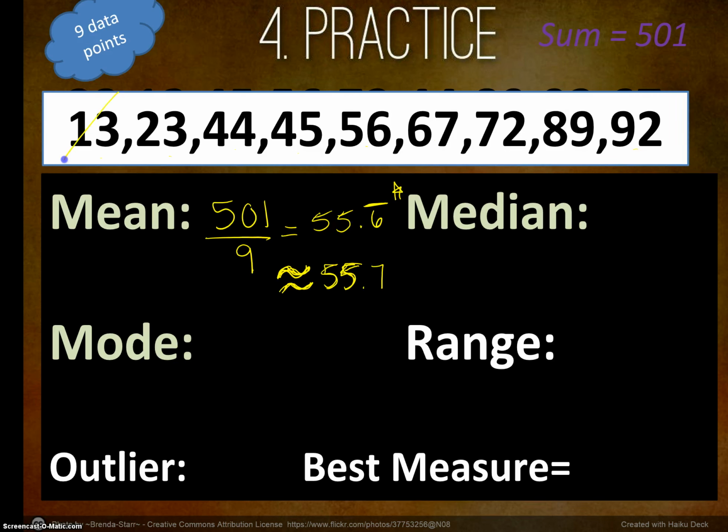The median is a middle number, so you could either cross them out like this or underline them like this, or just use your pencil point or your pen, what have you. You get one middle number because we have an odd number data set, and our median number is 56.